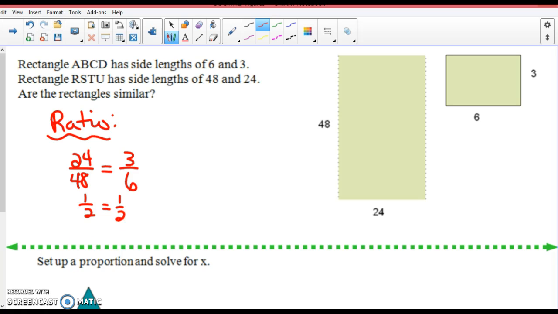So, are these similar? Yes, they are similar. Why? Because the ratio is the same for both rectangles.